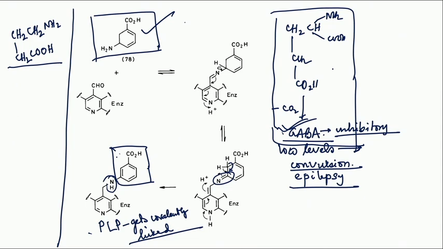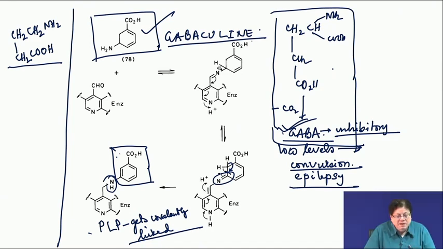This is gamma phenyl GABA, we have said, and the other compound is gabaculine. The commercial name is gabaculine. These two compounds are used as drugs to treat epilepsy. And if somebody asks what the mechanism is, you can say that the mechanism is basically irreversibly inhibiting the transaminase enzyme.